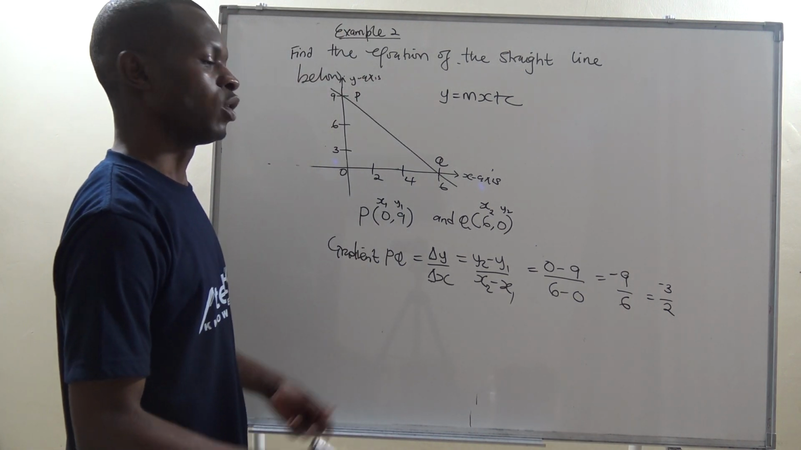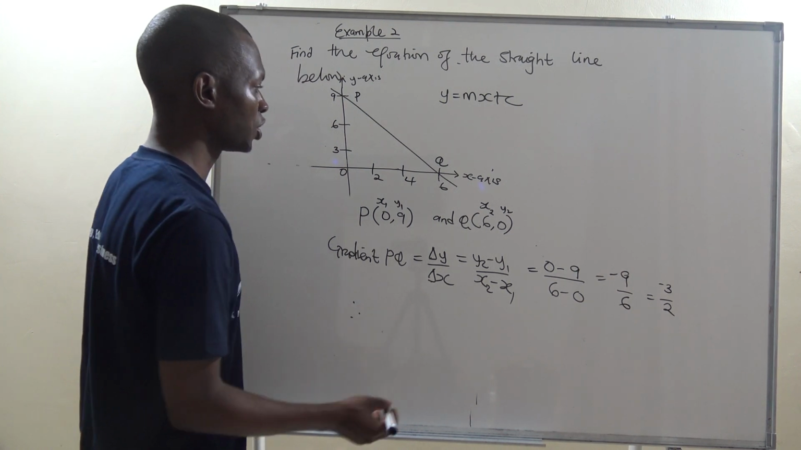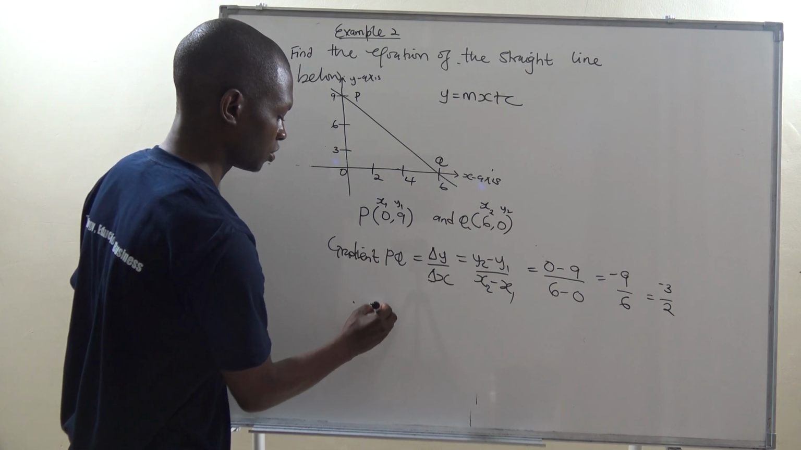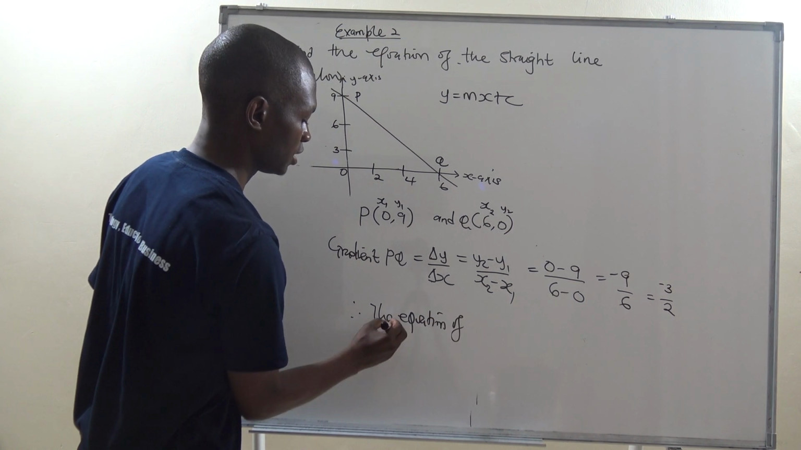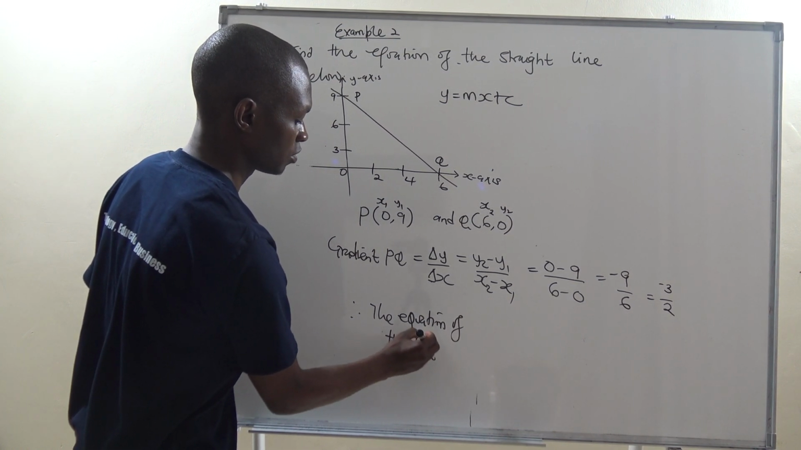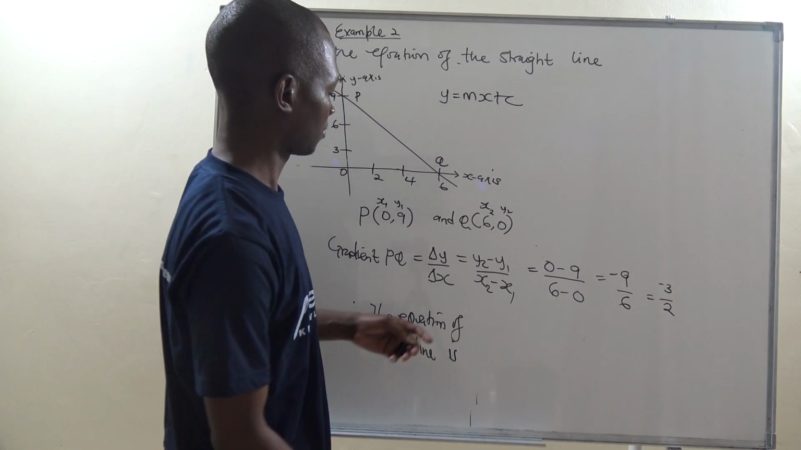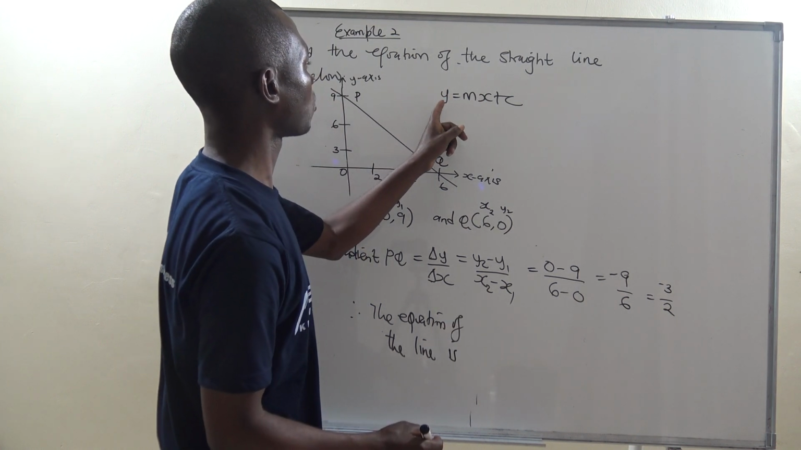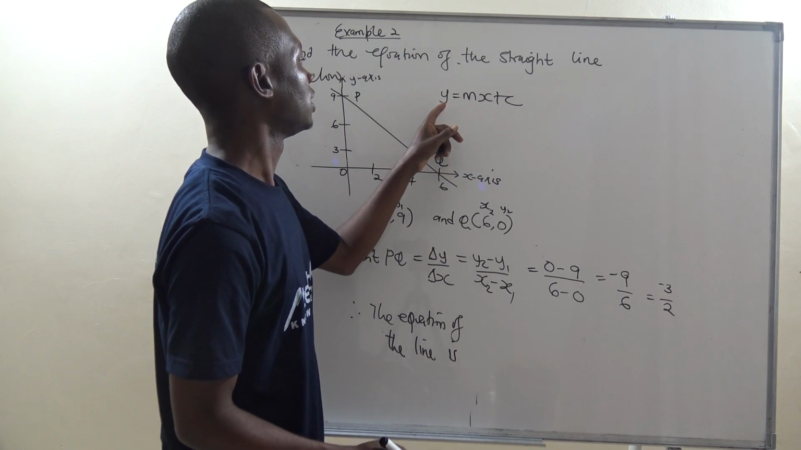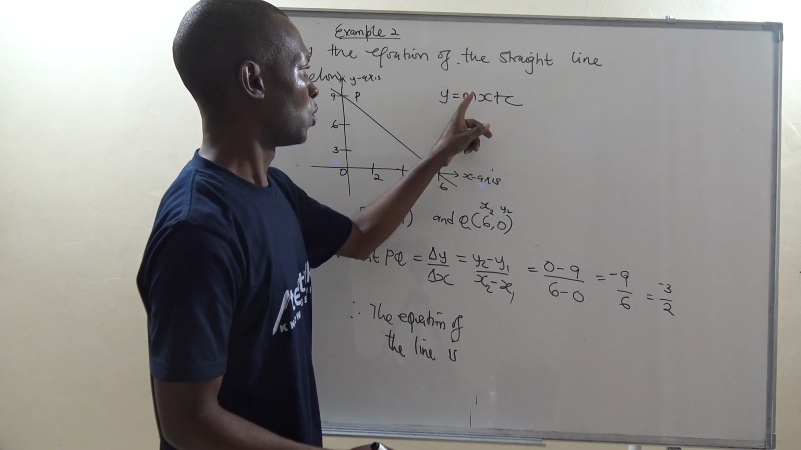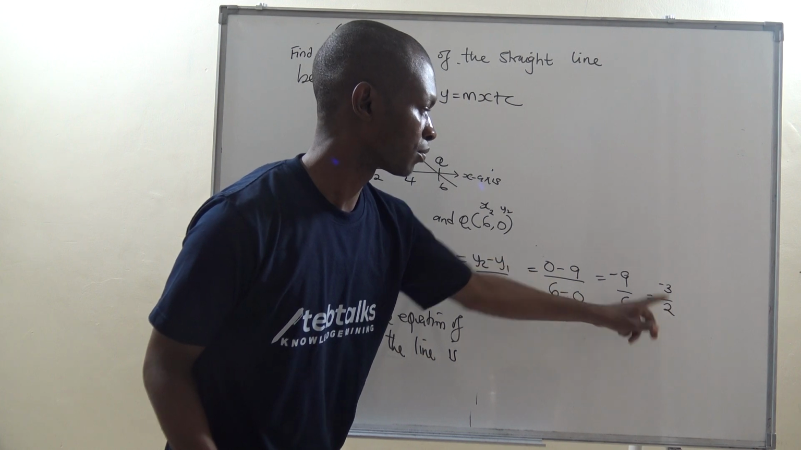Now we write the equation of the straight line. Therefore the equation of the line, since it is given as y = mx + c, must have x and y. We already have the gradient, which we got as negative 3 over 2.